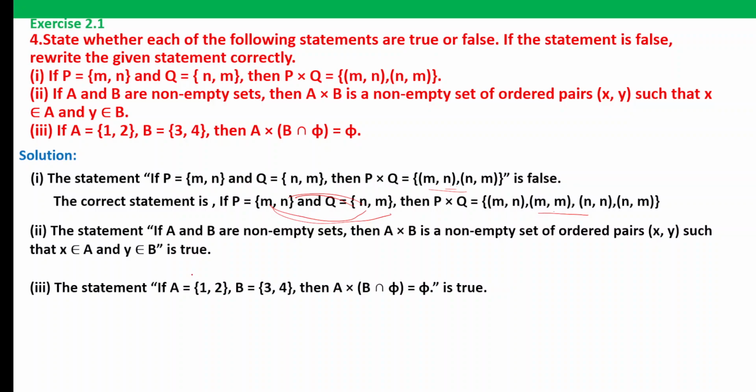Third statement: if A has the elements 1, 2 and B has 3 and 4, then (A × B) ∩ ∅ is an empty set. This is true, because whenever we take the intersection with an empty set, the result is always an empty set. Therefore, this statement is true.